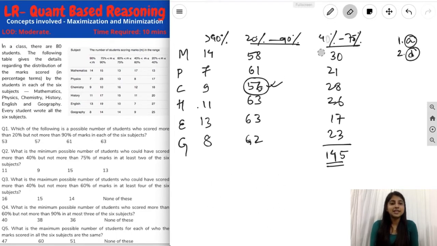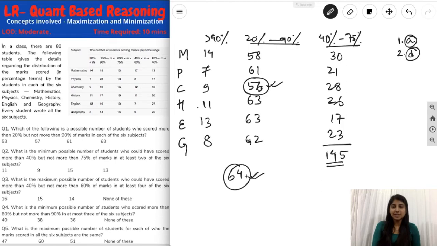Again, if we take the sum of that column, it will be 17 plus 12 plus 8, that is 20, 11 plus 9, that is another 20, 40, 40 plus 17 is 57, and plus 7, 57 plus 7 is 64. So there are 64 of them who would have got in the range 40 to 60 in different subjects out of the 6 given. Now the question asks, what is the maximum possible number of students who could have scored these marks in at least 4 of the 6 subjects?